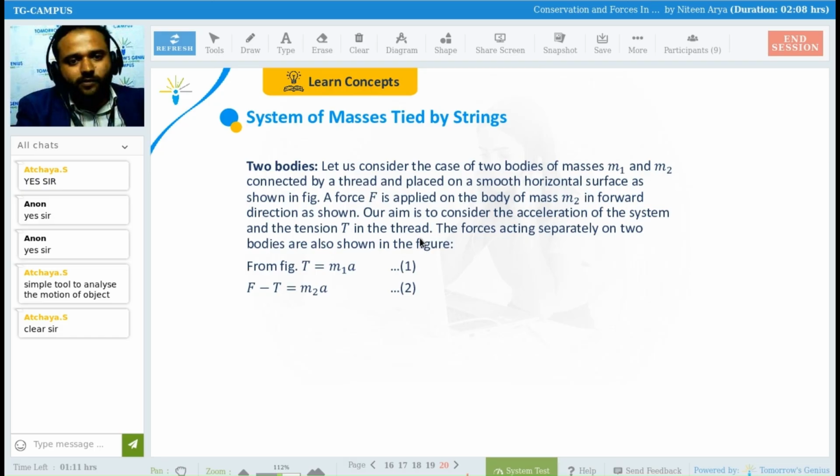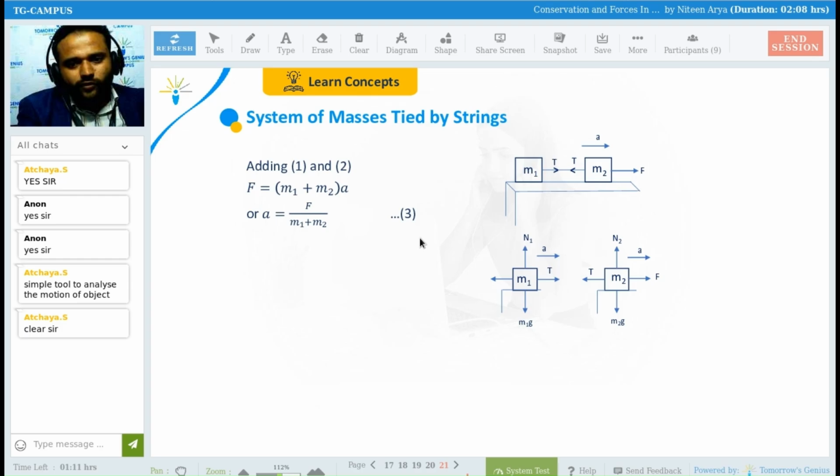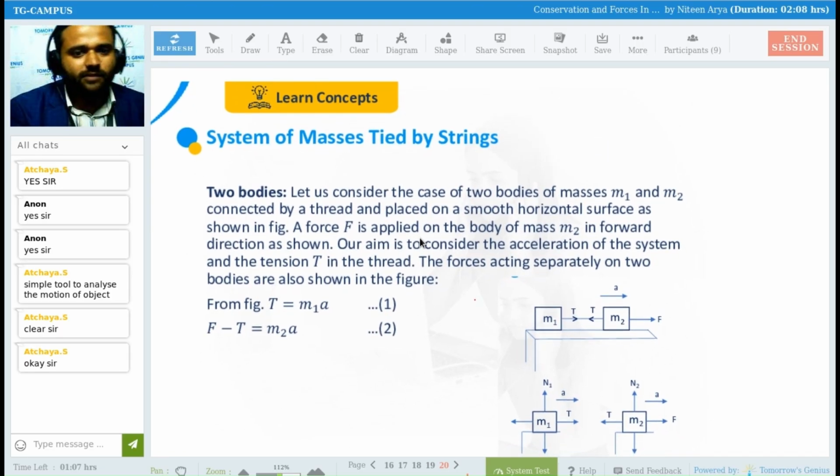So now the system of masses is tied by the string. From this figure, you are going to understand. So let's draw a figure first. Now this is the system of masses tied by the string. In a string, as we know, a tension force is generated whenever any particular thing you attach, tie, or apply with the string system.